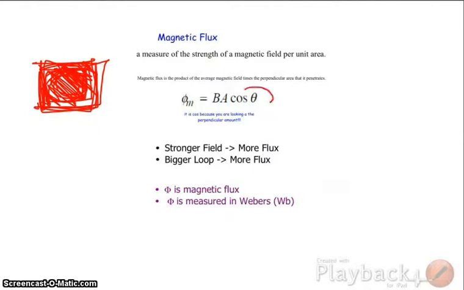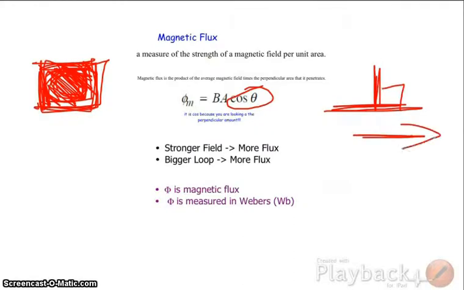Now, we have cosine theta because we're looking at the perpendicular amount, right? Because we care about how much is perpendicular to the area. Because if it's parallel, then it would be 0. So we're looking at perpendicular, so we use cosine instead of sine.